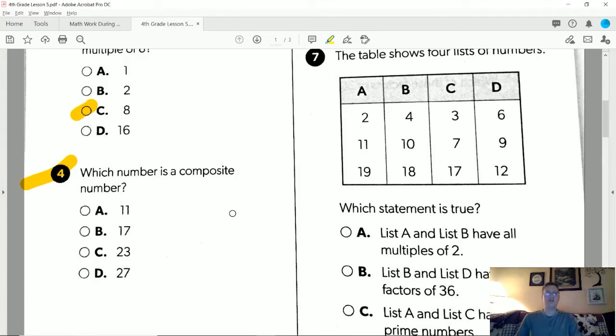Number 4, which number is a composite number? So a composite number is a number that has two factors that are not the number itself and 1. So 11 I can only get to by counting by 11. 17 I can only count by 1 or 17 to get to. 23 I can only count by 1 or 23 to get to. 27 I can count by 9 and 3 to get to, other than 1 and 27. So that would be letter D.